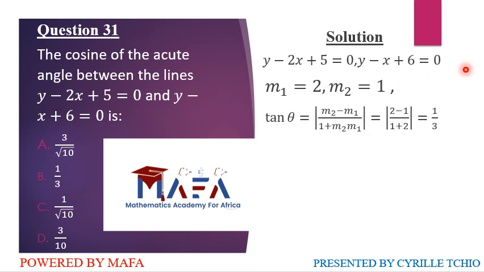Try and have it. But we know that tan theta is equal to gradient 2 minus gradient 1, all over 1 plus gradient 2 times gradient 1. That's 2 minus 1. The absolute value of this, if you take m1 minus m2, will not change anything. So you're having 2 minus 1 over 1 plus 1 times 2, that's 1 over 3. Tan theta is 1/3, so cos theta is equal to 3 on root 10. How did I get it?